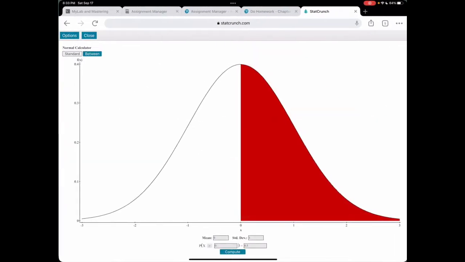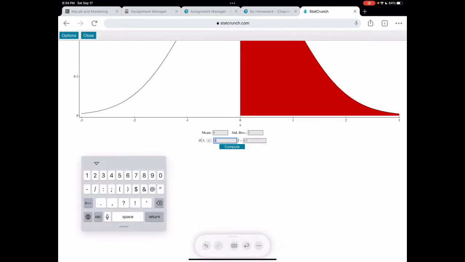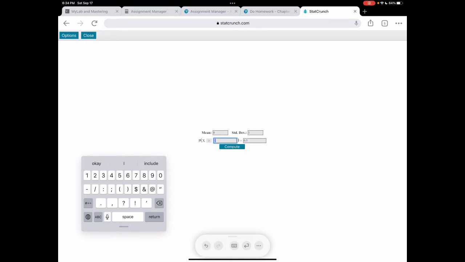All right. So we're going to select a greater than or equal to because we want to go to the right. And then we're going to type in, on the keyboard, a negative 1.25. Okay, then we're going to hit compute.